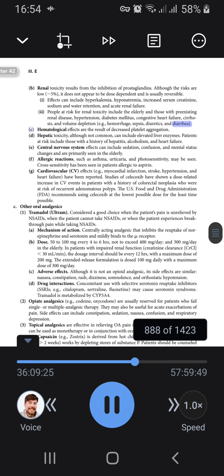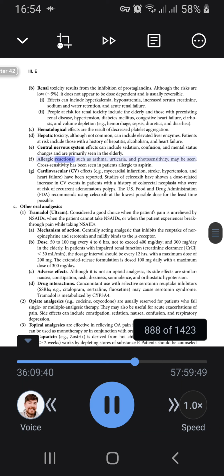C. Hematological effects are the result of decreased platelet aggregation. Hepatic toxicity, although not common, can include elevated liver enzymes. Patients at risk include those with a history of hepatitis, alcoholism, and heart failure. Central nervous system effects can include sedation, confusion, and mental status changes and are primarily seen in the elderly.